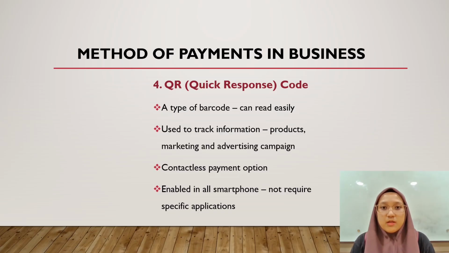The next method of payment in business, for number 4, is a QR code. A QR code is a type of barcode that can be read easily by a digital device and which stores information as a series of pixels in a square-shaped grid. QR codes are frequently used to track information about a product in a supply chain and often used in marketing and advertising campaigns. It is a contactless payment option for customers who want a hands-off experience, enabled in all smartphones, and does not require a specific application for customers to access.